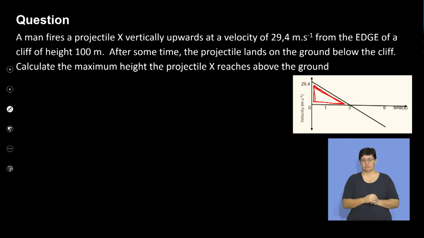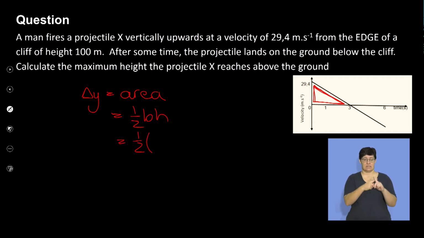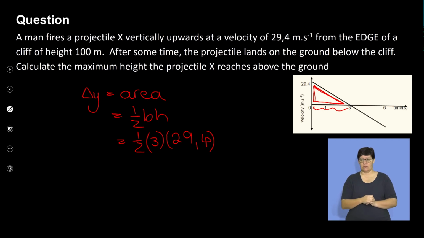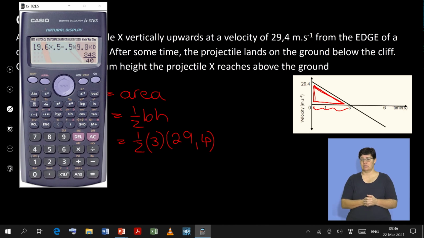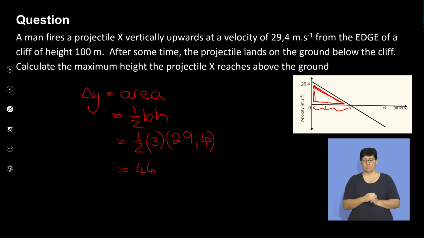Okay? So we want delta y, which is the area under the graph, which is now a half times base times height. So it's a half. My base is 3. My height is 29,4. I most certainly cannot do this in my head. So let's get rid of this. A half times 3 times 29.4. And I get 44,1. That's nice. Not so bad.